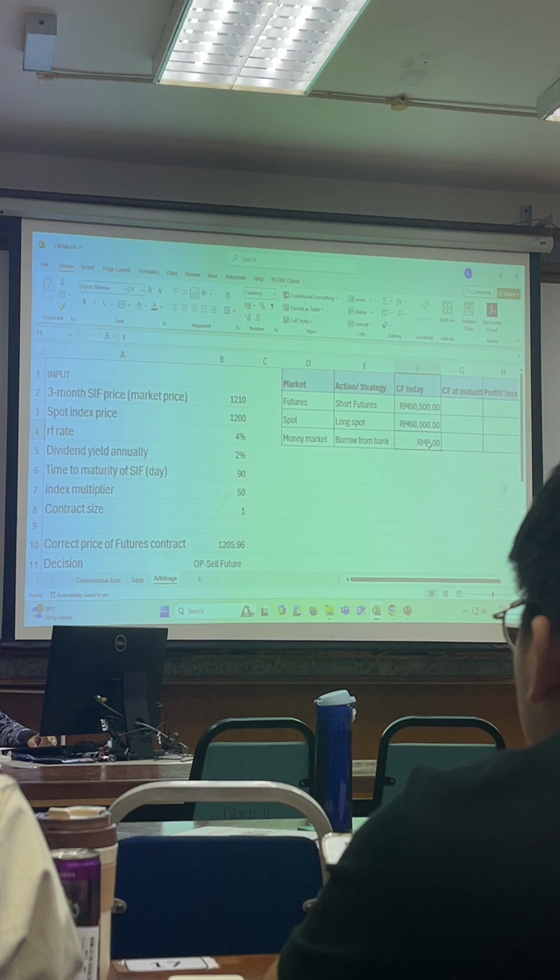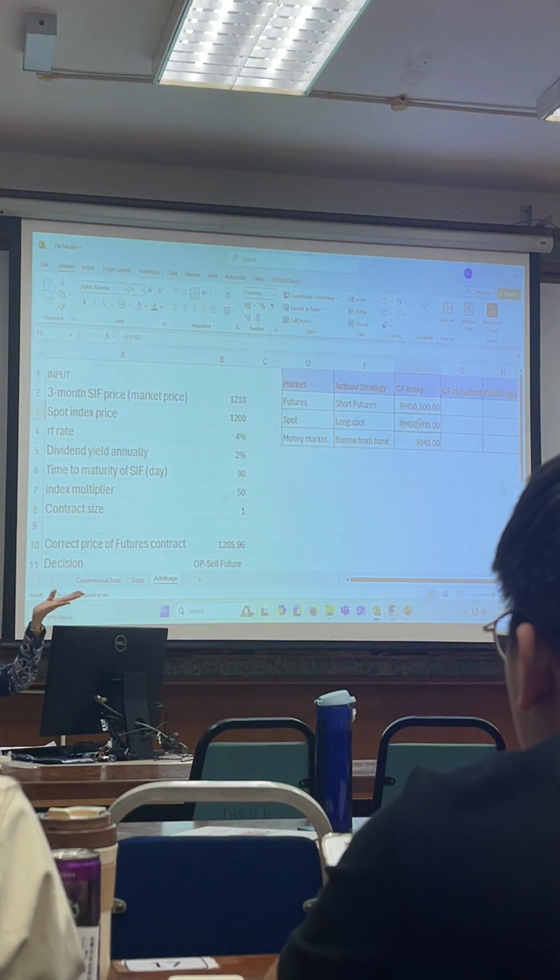Now the money market. Remember the spot, where you long, so it means that you will be negative.